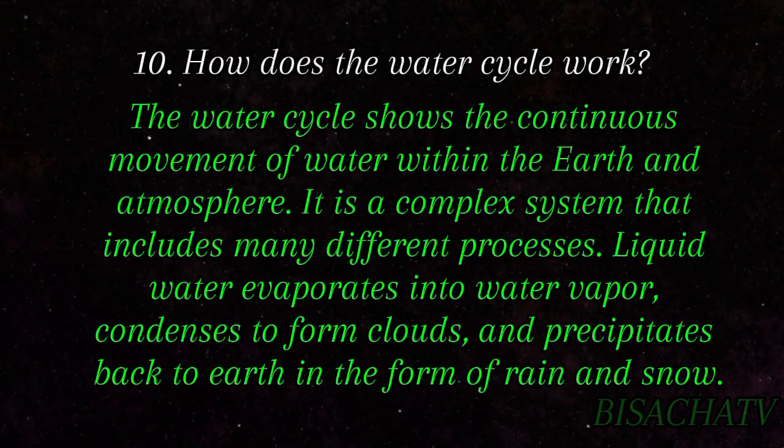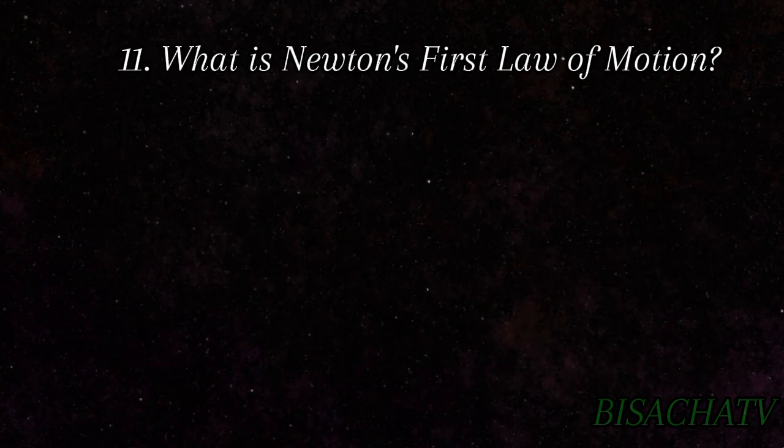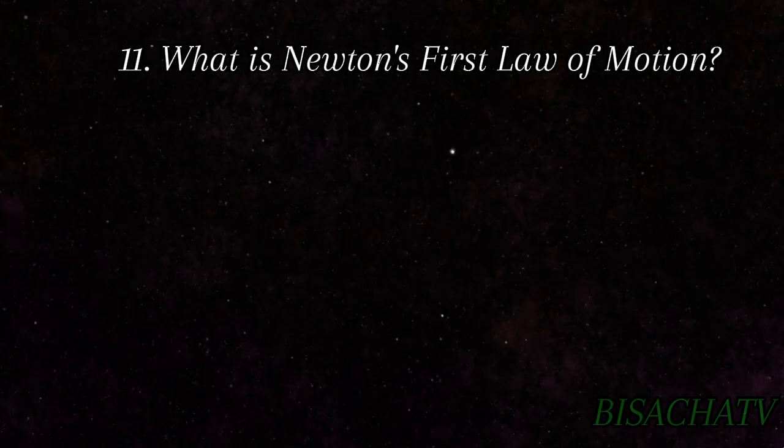The water cycle shows the continuous movement of water within the Earth and atmosphere. It is a complex system that includes many different processes. Liquid water evaporates into water vapor, condenses to form clouds, and precipitates back to Earth in the form of rain and snow. 11. What is Newton's first law of motion?